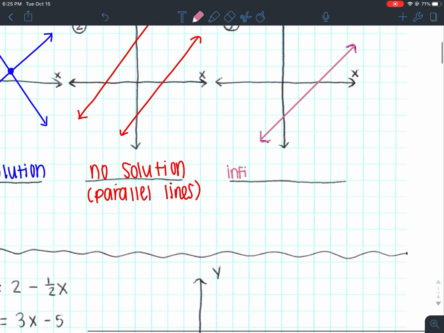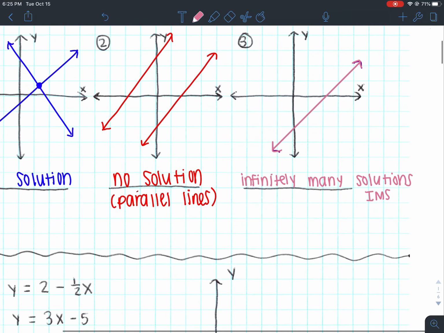So this would be infinitely many solutions. Yes, that is quite long, so I am okay if you want to abbreviate to IMS.